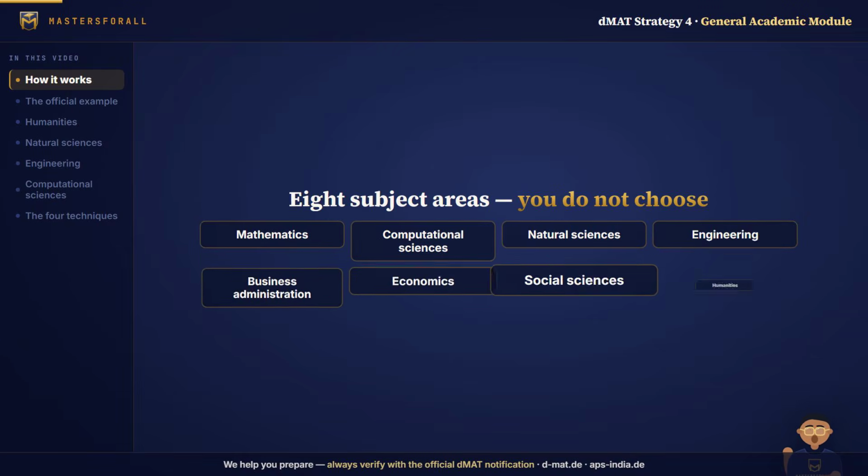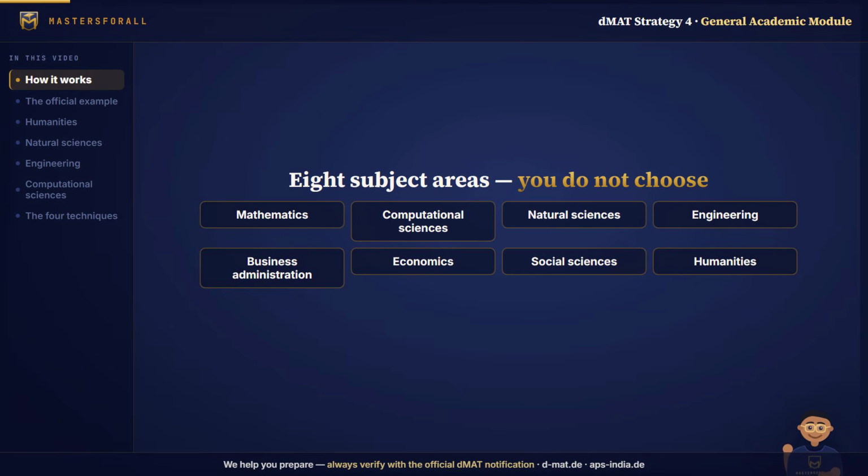Now the part that frightens people. Mathematics, computational sciences, natural sciences, engineering, business administration, economics, social sciences, and humanities. 8 areas, and you do not choose which one turns up. An engineer can open the paper and find a text on qualitative research methods. Here is why that is survivable. The text is a closed world. Whatever you need is inside it, and whatever is not inside it is not being asked of you.